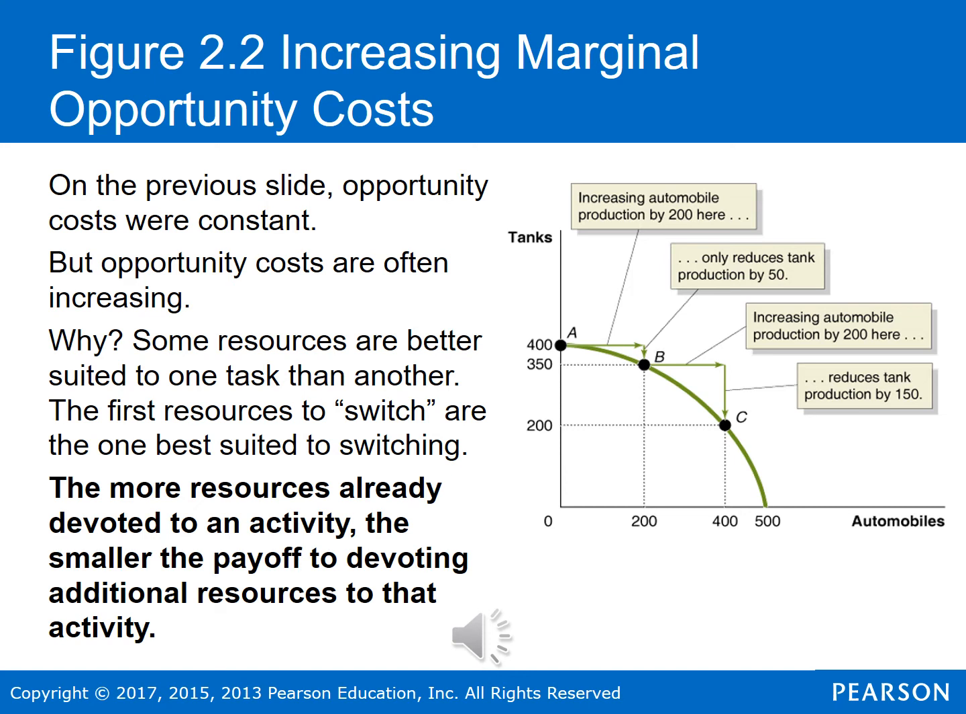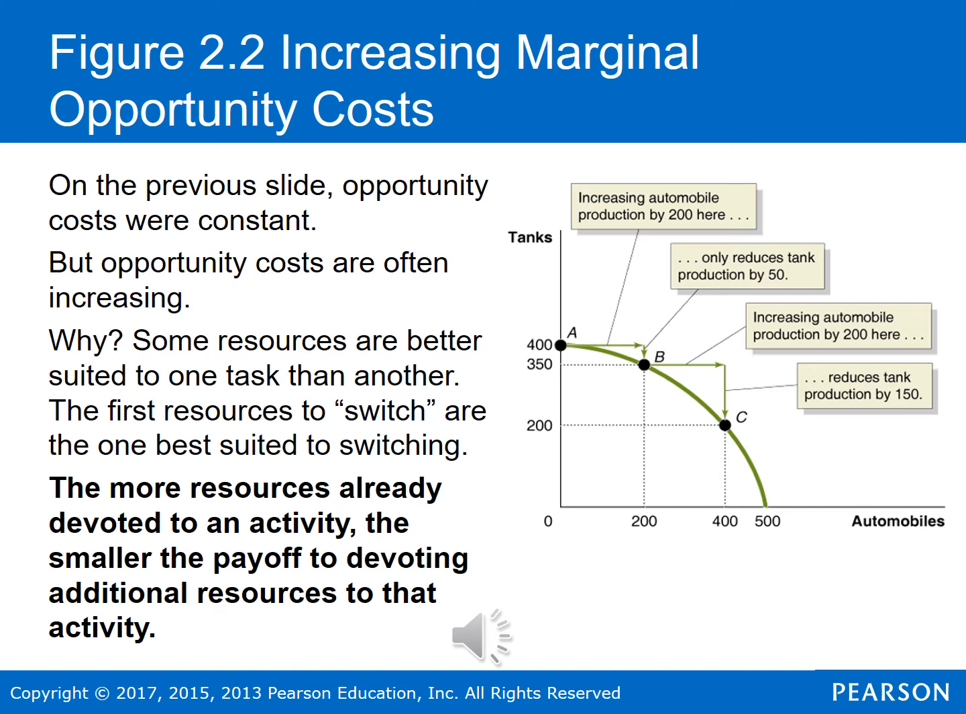So it's relatively easy to convert those tanks, or to use those resources, for automobiles instead of tanks. But to increase automobile production by another 200 vehicles, so moving from point B to point C, the economy has to give up 150 tanks. So as we're moving down the production possibilities frontier here, the economy is experiencing increasing marginal opportunity costs, because the opportunity cost of that next unit is increasing as we use more and more resources that are better suited for tanks than they are for automobiles.